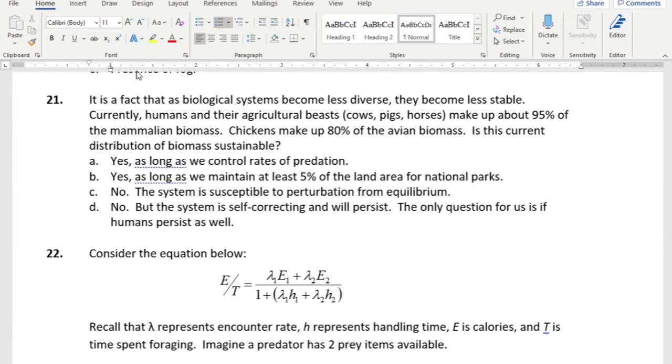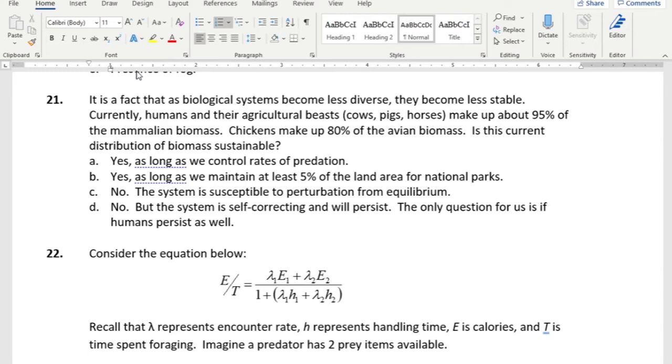We did very briefly talk about question 21. So it is a fact that as biological systems become less diverse, they become less stable. Currently, humans and their agricultural beasts, cows, pigs, horses, make up about 95% of the mammalian biomass. Chickens make up 80% of the avian biomass. Is this current distribution of biomass sustainable?